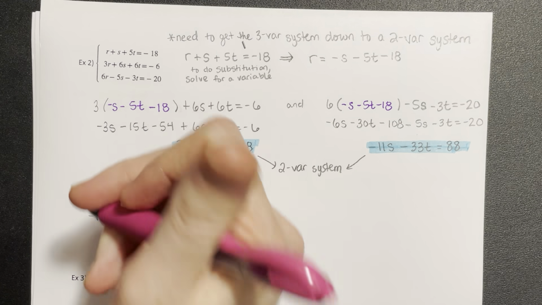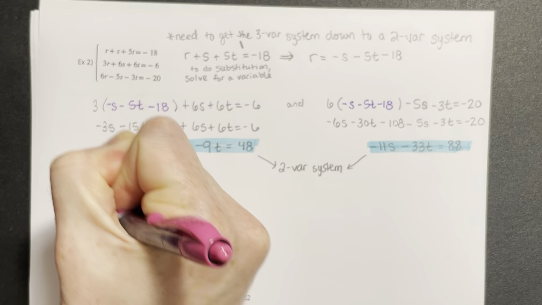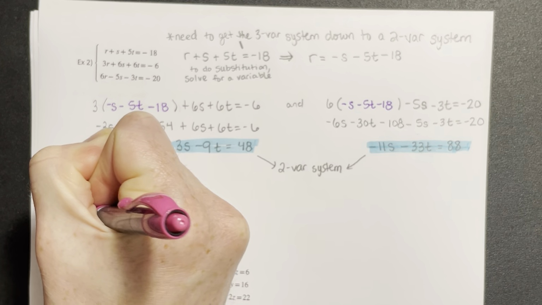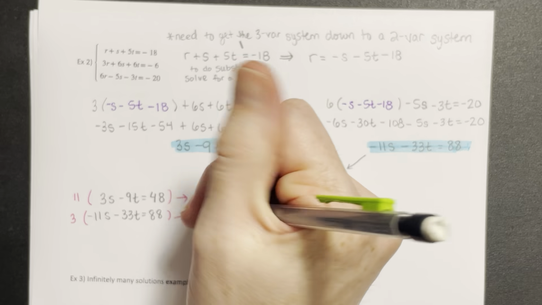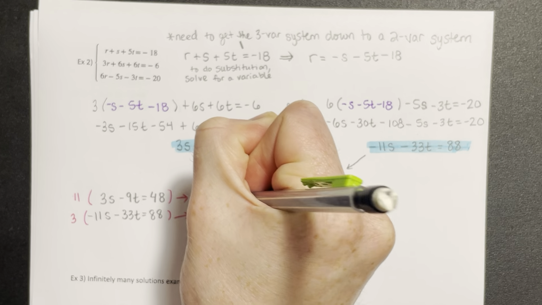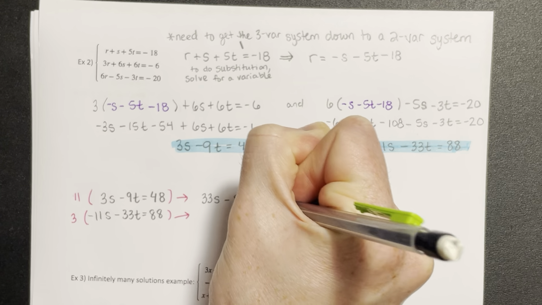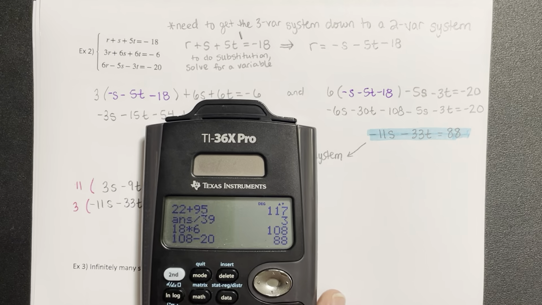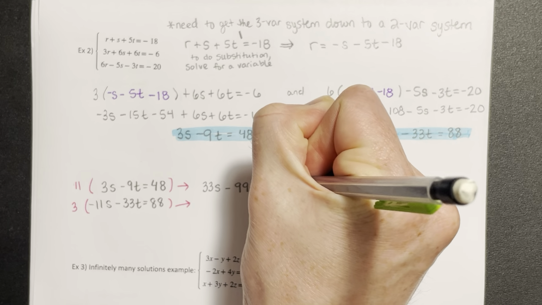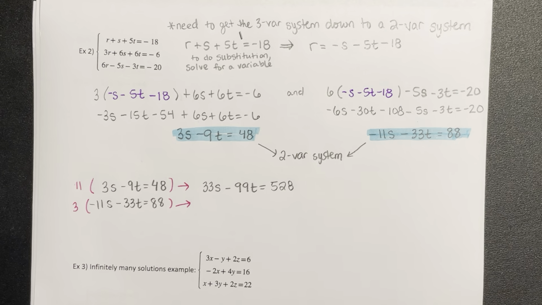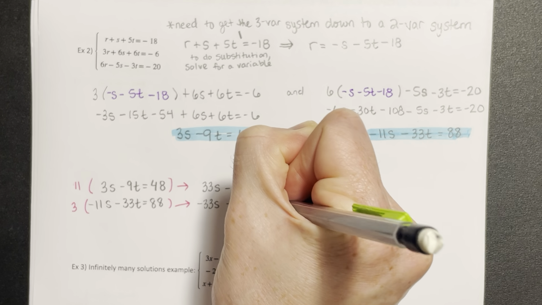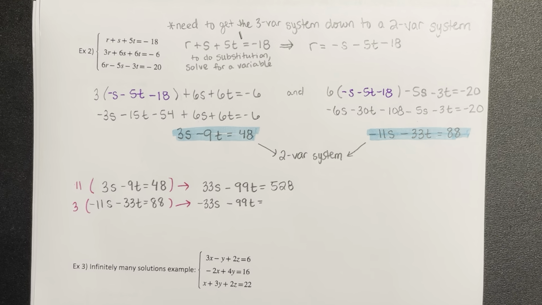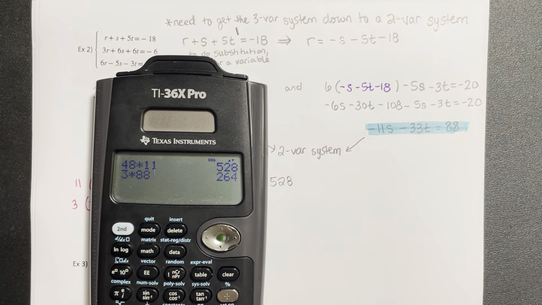I'm going to do elimination, so I'm going to multiply the top one by 11 and the bottom one by 3. That will eliminate my s's. We get 33s minus 99t equals, and 48 times 11 is 528. Then negative 33s minus 99t equals 3 times 88, 264.